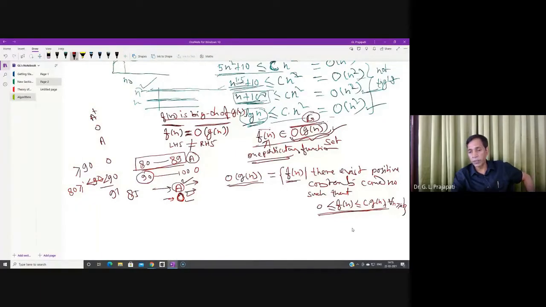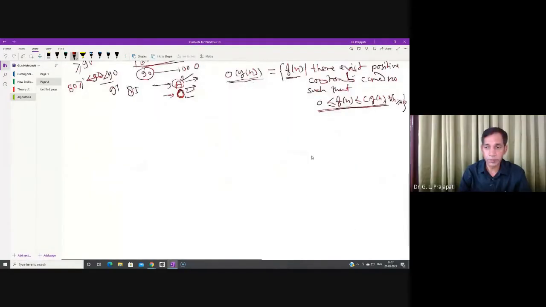What we believe is that f of n and g of n both are asymptotically positive functions, because we are just counting the number of operations. So whenever we write f of n and g of n in the analysis, we believe that these are asymptotically positive, meaning for sufficiently large values of n, these functions have positive values. That's why I'm saying that f of n is greater than or equal to 0. So this is the notion of the big O notation.